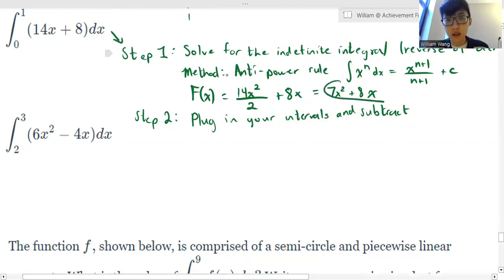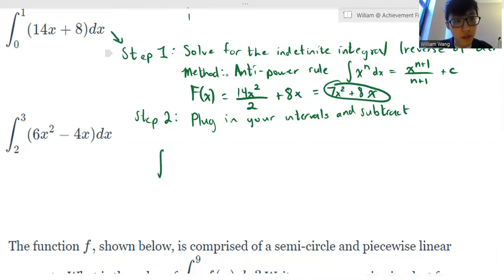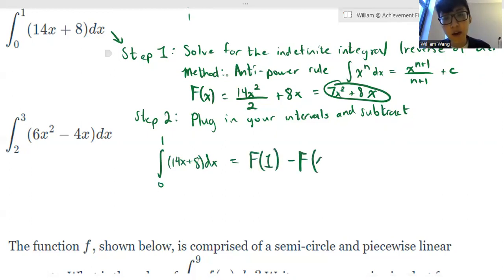Cool, so I would say the part that takes more work, because remember, step 2 is literally all about plugging in my numbers and subtracting, plug in my intervals and subtract. So first I'm going to plug in 1 into my function, so F of 1 minus capital F of 0. When I plug in capital F of 1, I'm going to use brackets to really show I'm plugging 1 into the whole thing.